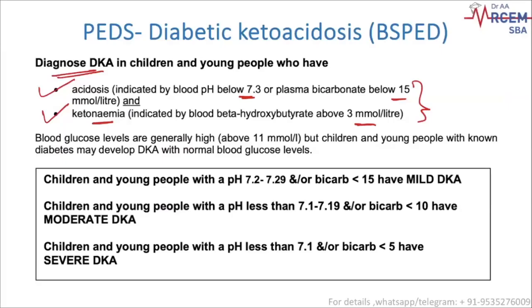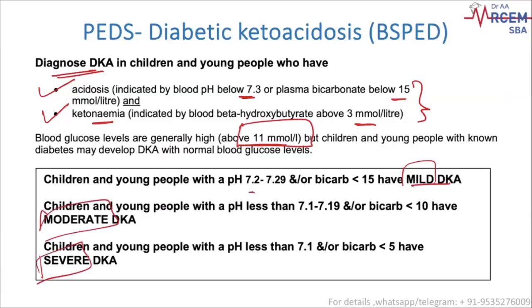It doesn't mean that this patient should be a known case of diabetes or the glucose level should be more than 11 millimoles per liter. That third part, what we discussed for an adult, doesn't exist for the pediatric age group. One more thing you need to understand is that in the pediatric age group, DKA is classified as mild, moderate, and severe DKA, depending on the pH.